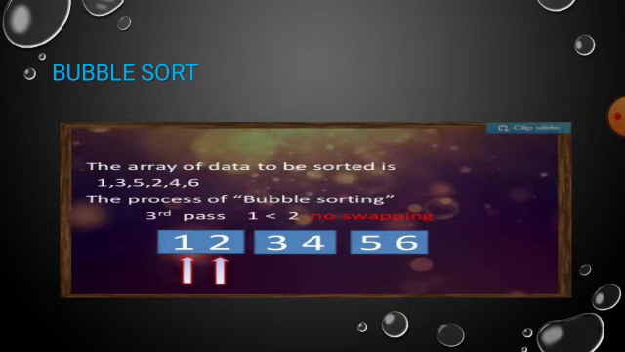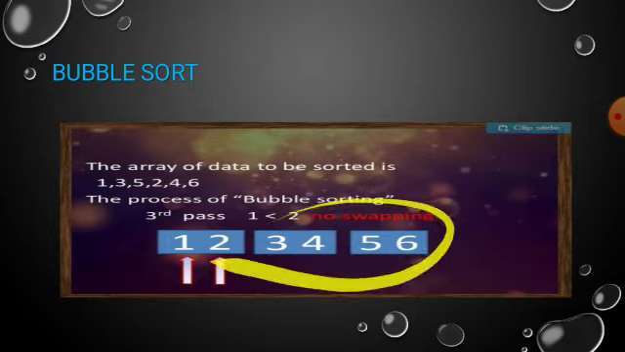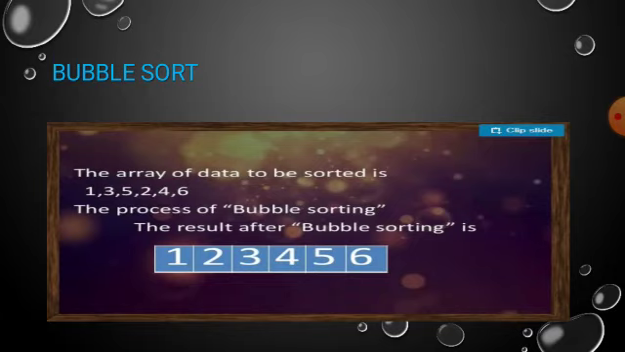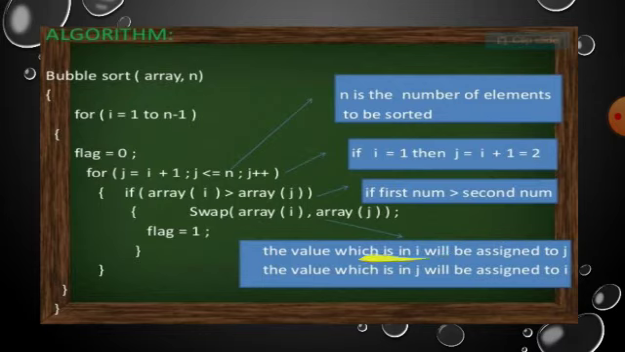So we have visited all the elements of the array, swapped the data as needed, and arranged the data in increasing order. Finally, we get the result after bubble sorting: the data in increasing order is 1 2 3 4 5 and 6. So this is the bubble sort algorithm.